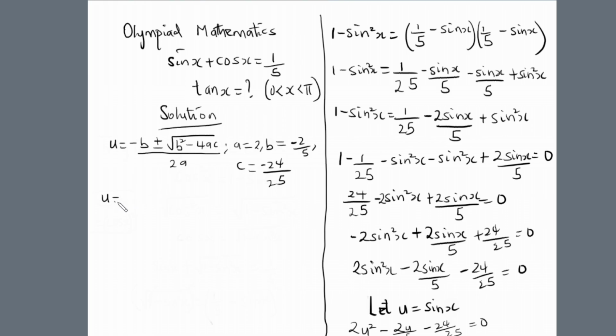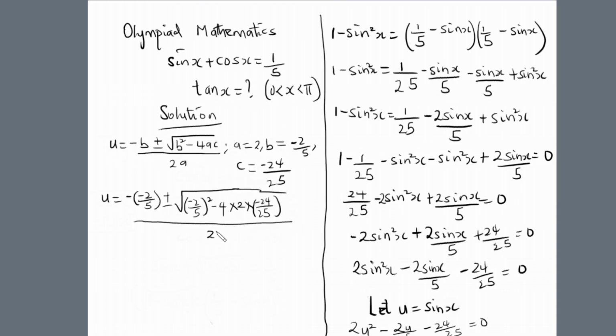So u will be equal to minus b, which is minus minus 2 over 5, plus or minus the square root of b squared, minus 2 over 5 squared, minus 4ac, 4 times a, 2, times c, minus 24 over 25, divided by 2a, which is 2 times 2. So this is 2 over 5 plus or minus the square root of, now minus 2 over 5 squared is 4 over 25.